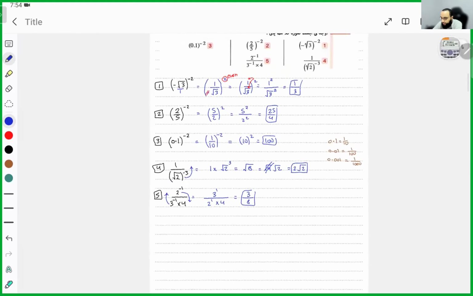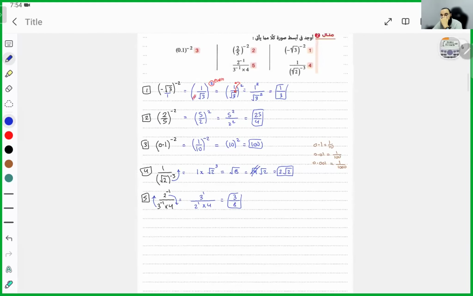Any problem? Mr., we didn't move the 4 up because it has no power. If there is any negative power above the 4, we will move it up. I'm asking in the question right now, is there a negative power above the 4? No, it doesn't have one. So we have to let it be itself. Okay?